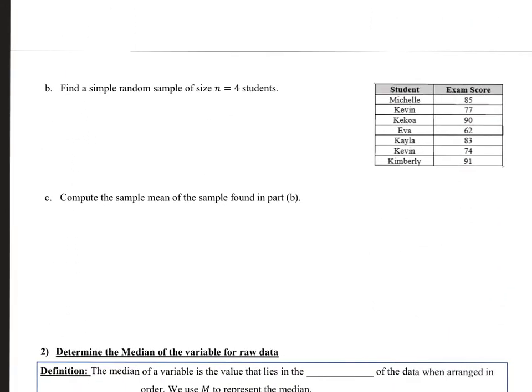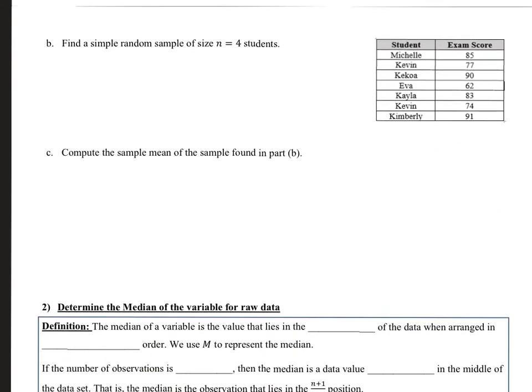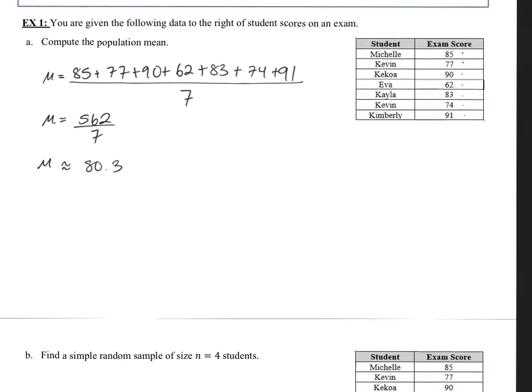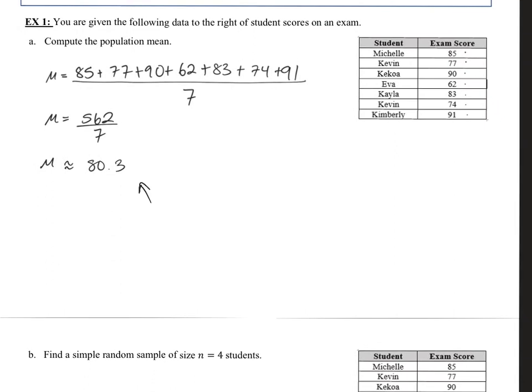Now we're going to find a simple random sample of size n equals 4 students. Okay, so real quick though, before we go on, is this a statistic or a parameter? Well, what did it come from? It came from the population mean, which means it's a parameter.